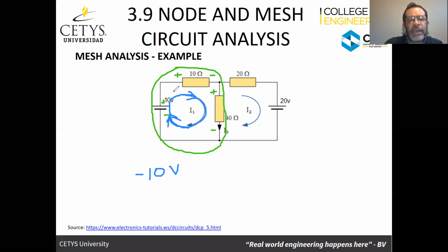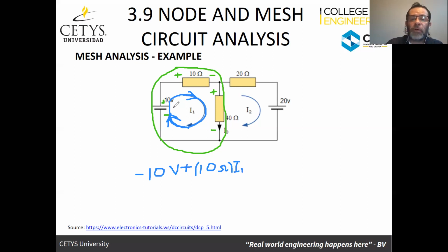Then I'm going to continue. What's the next element I find? I find the 10 ohm resistor. What's the voltage in the 10 ohm resistor? It's going to be the resistance times the current according to Ohm's law. And it's going to be plus because it's going in through the positive. So I'm going to say plus 10 ohms multiplied by I1, which is the current that's going through it.